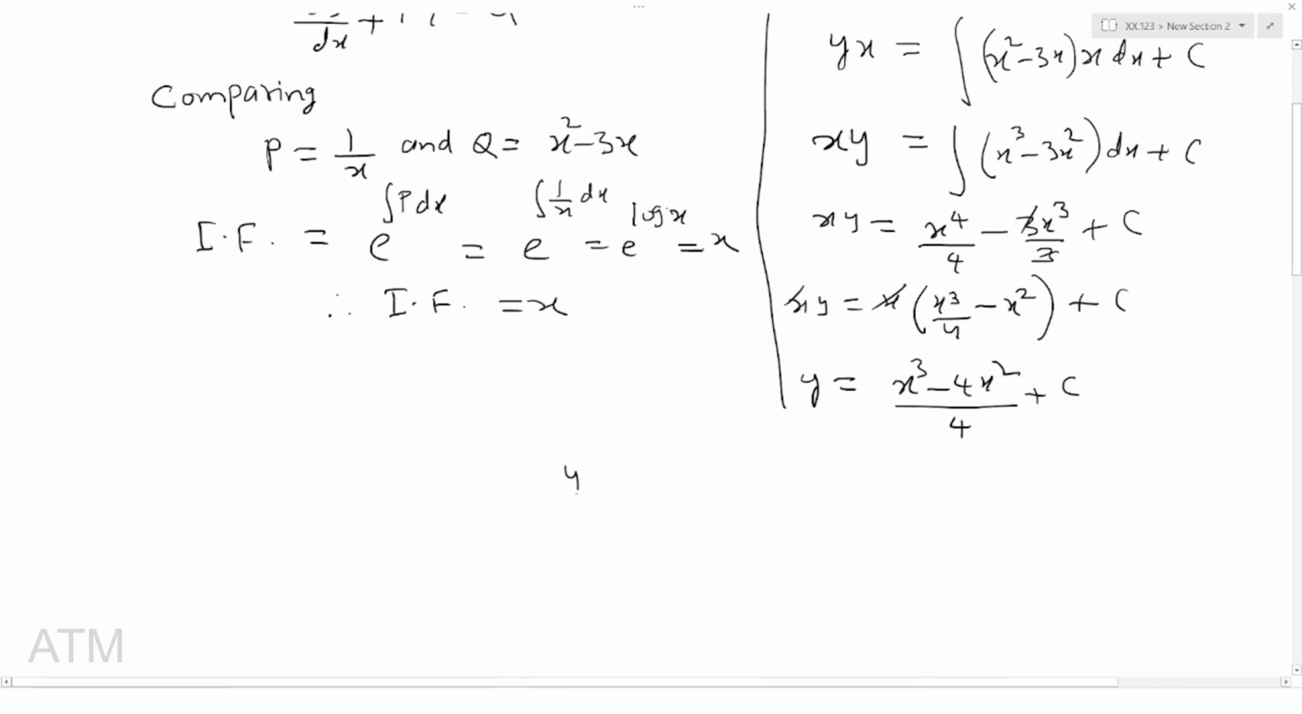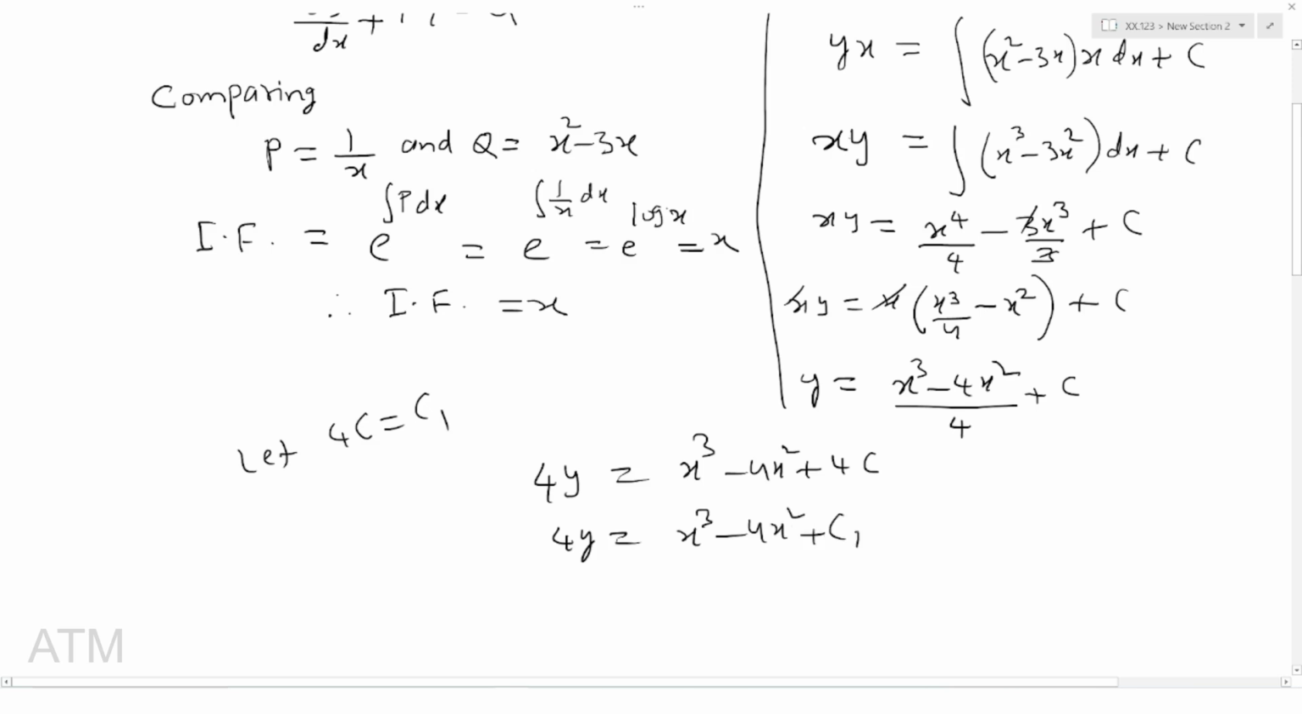So that is 4y equals x cube minus 4x square plus 4c. Let 4c equal another constant c1. Therefore 4y equals x cube minus 4x square plus c1 is the required solution.